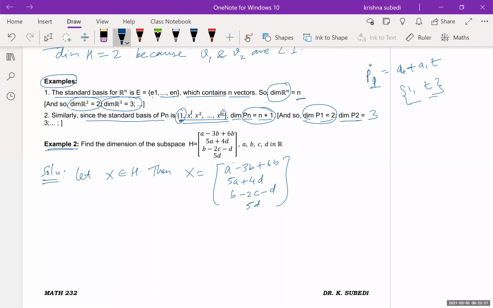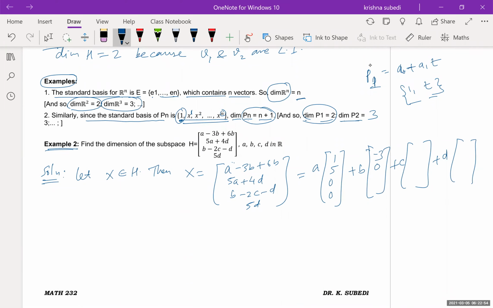So this can be written as a plus b plus c plus d. Okay, a is here 1, 5, 0, 0. In the first one there is a in the first row and a in the second row, and so on. b will be negative 3, 0, 1, 0.